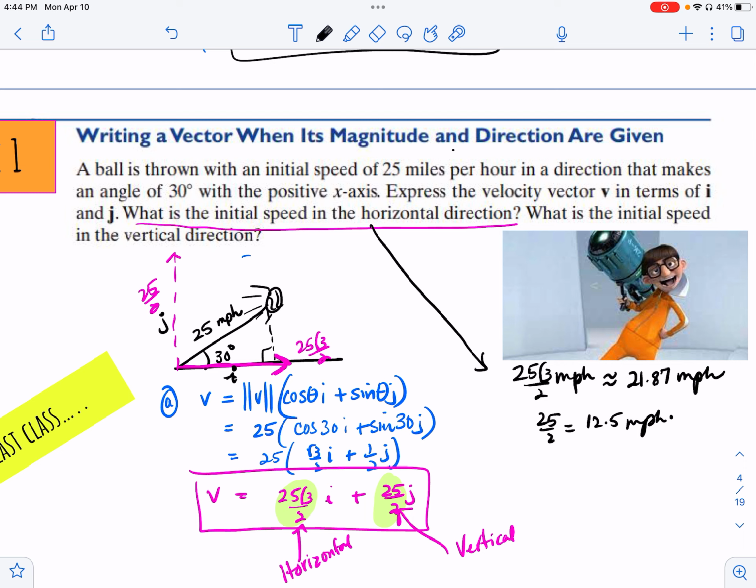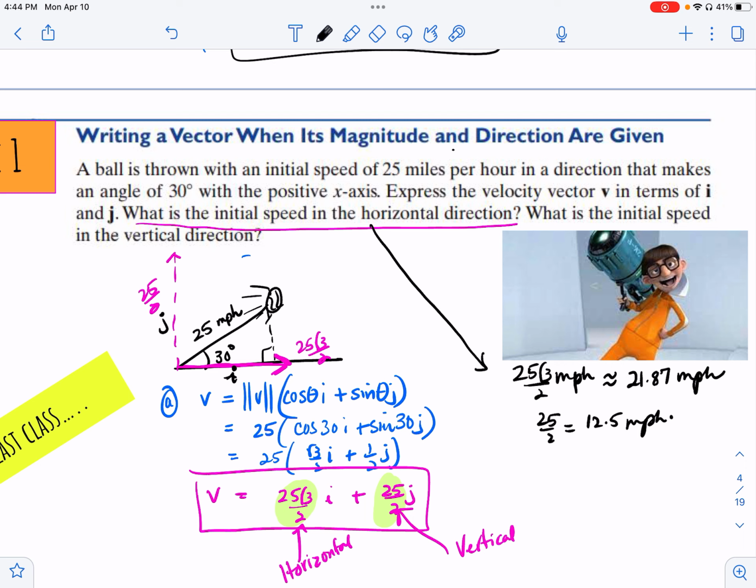The benefit of doing that is that now I know the horizontal component of the vector, which is 25 root 3 over 2, and I also know the vertical component of the vector, which is 25 over 2, about 12.5. This component of the vector is 25 root 3 over 2, and the vertical component is 25 over 2. Now let's see what else they are asking me.